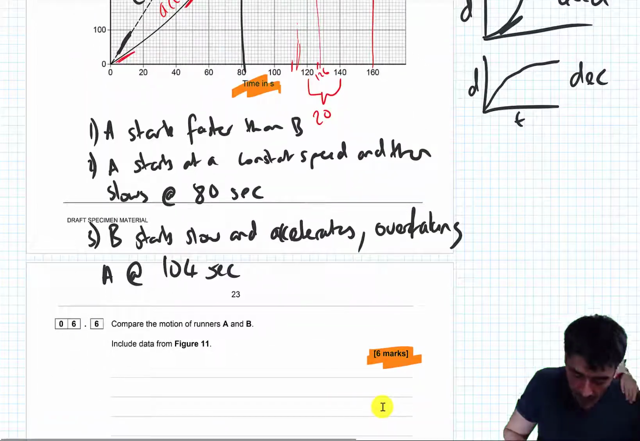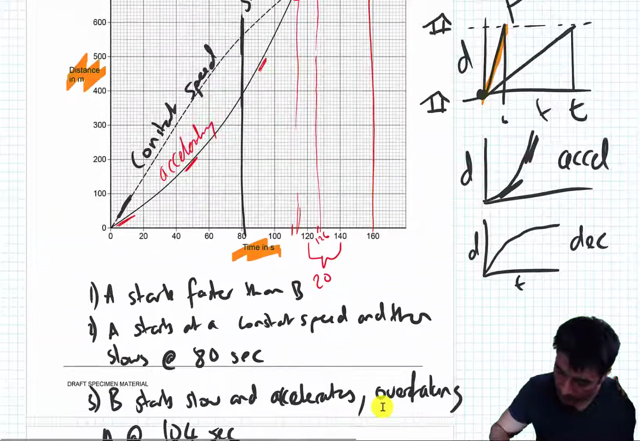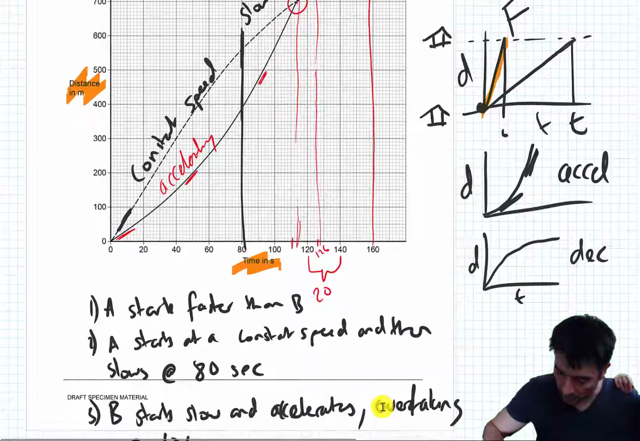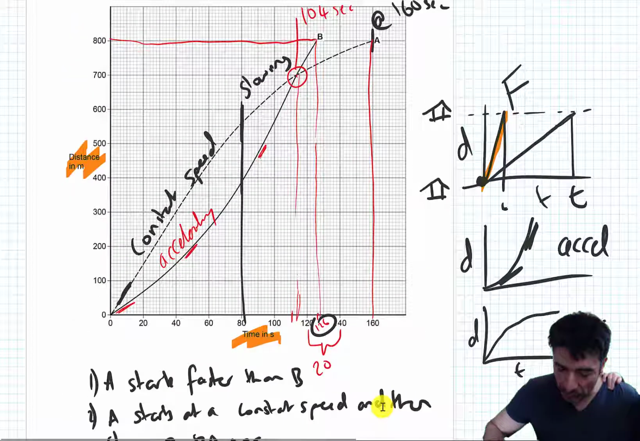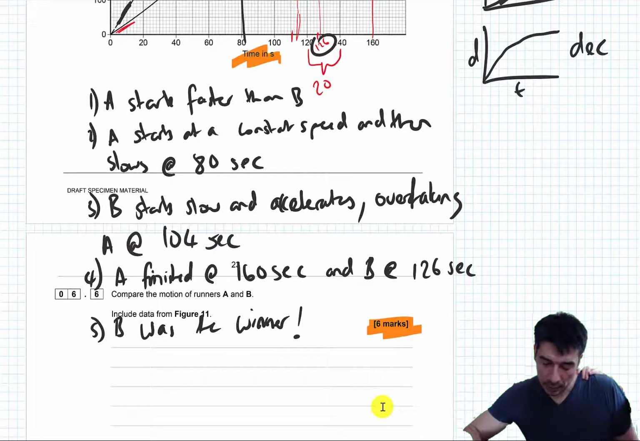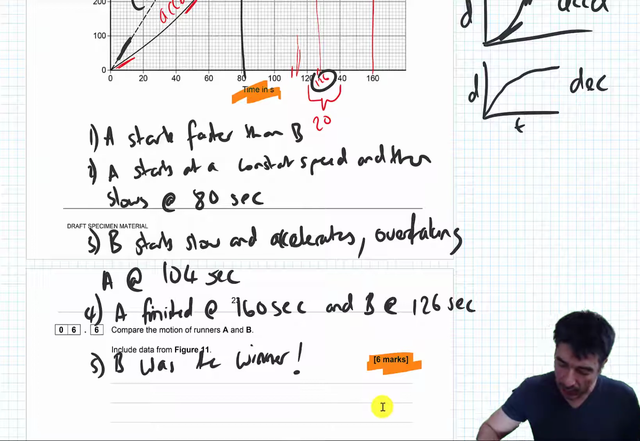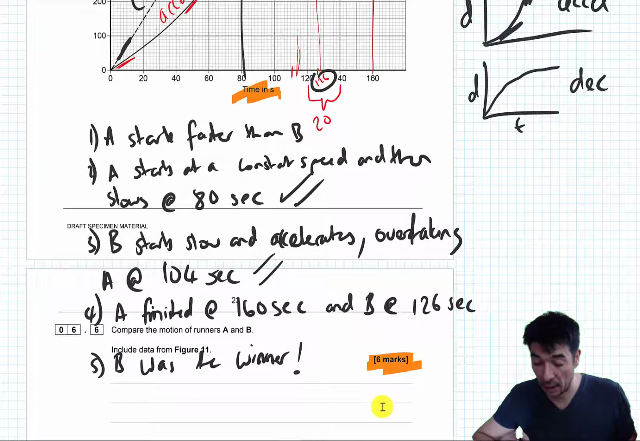And then let's talk about when they both finish. A finished at 160 seconds, and B finished at 126 seconds. Right, and just one final point: B was definitely the winner. Although I've written 5 points here, I think I will definitely get all 6 marks because some of these points are doubling up, like this is 2 points in one and this one is 2 points in one. So hopefully I've said enough to get all 6 marks.